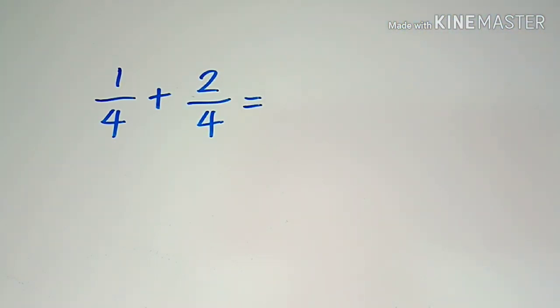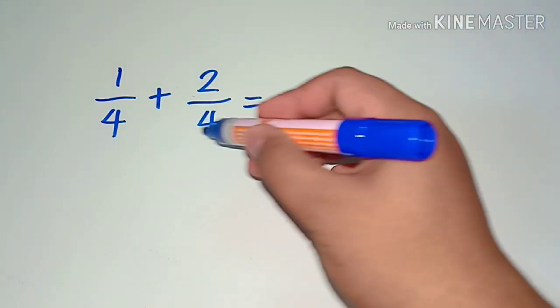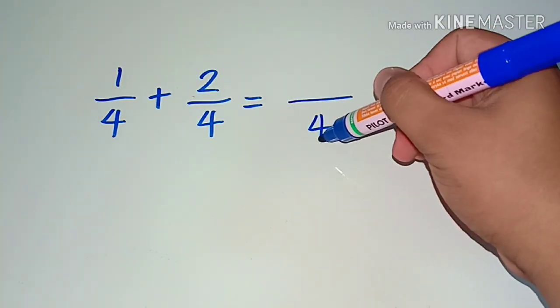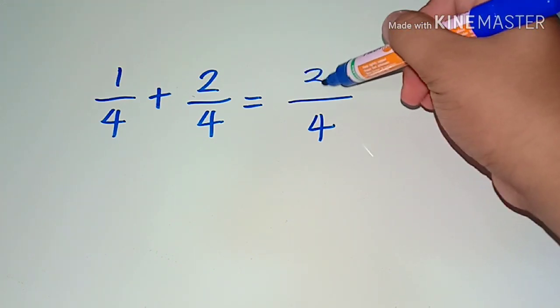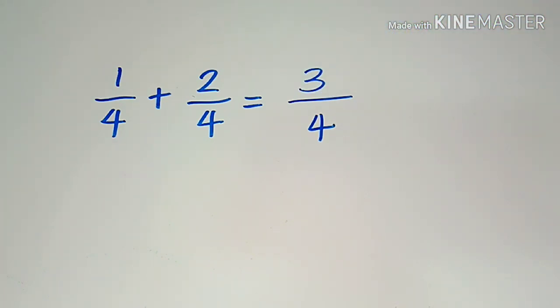If you try to notice, the denominators are the same, which is 4. So if two fractions that you are going to add have the same denominators, you will just copy it and only add the numerators, which is 1 plus 2, and that will give you 3. So 1/4 plus 2/4 is equal to 3/4.